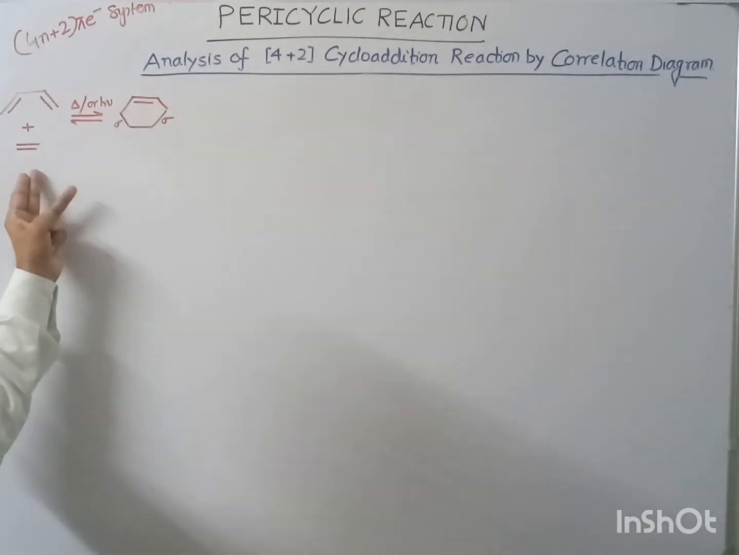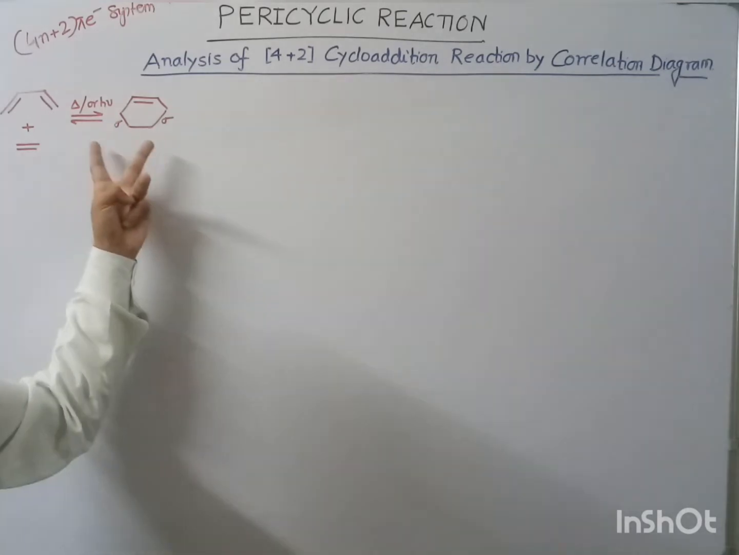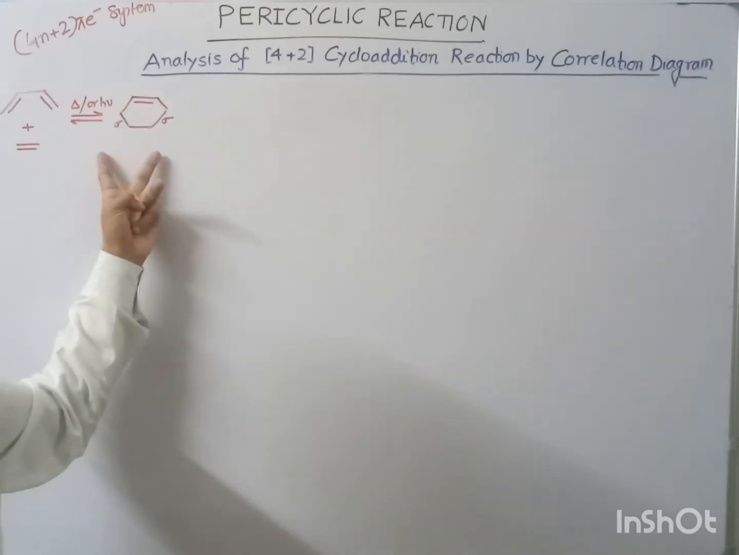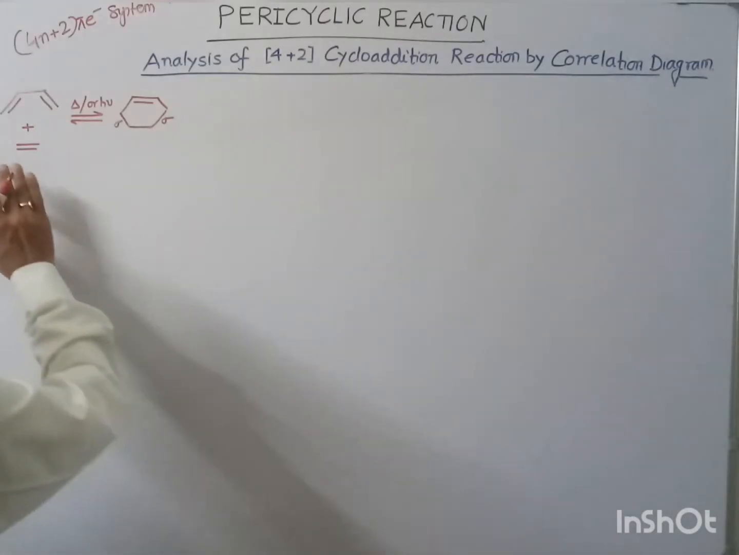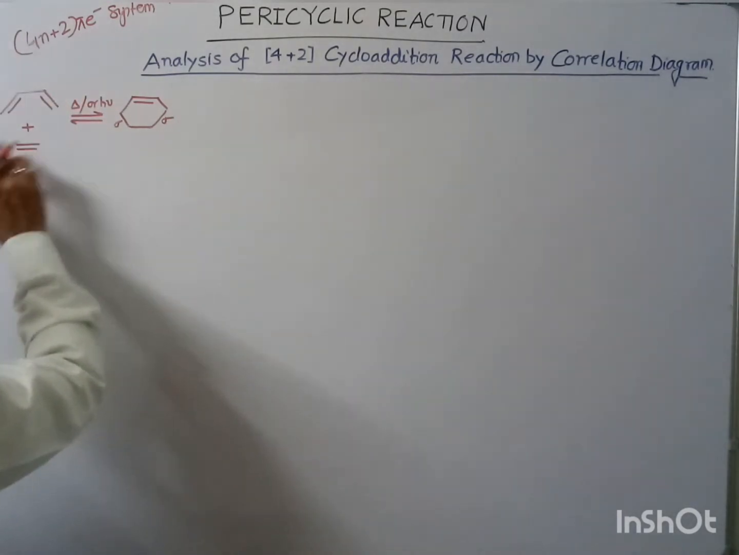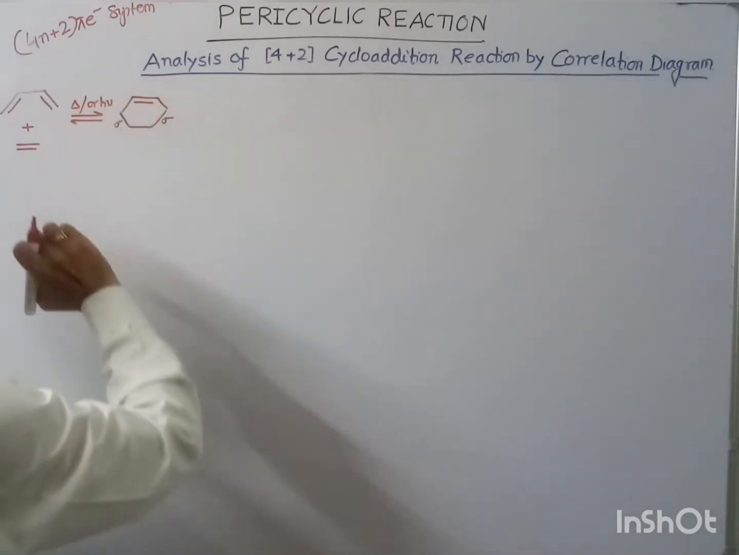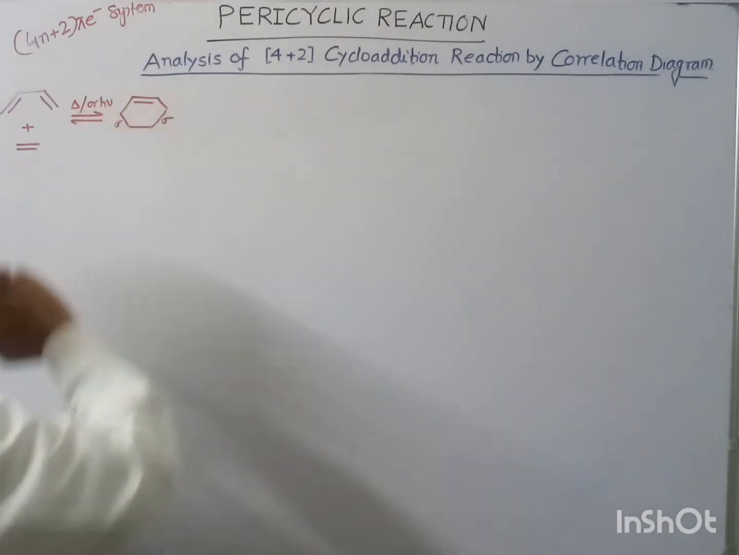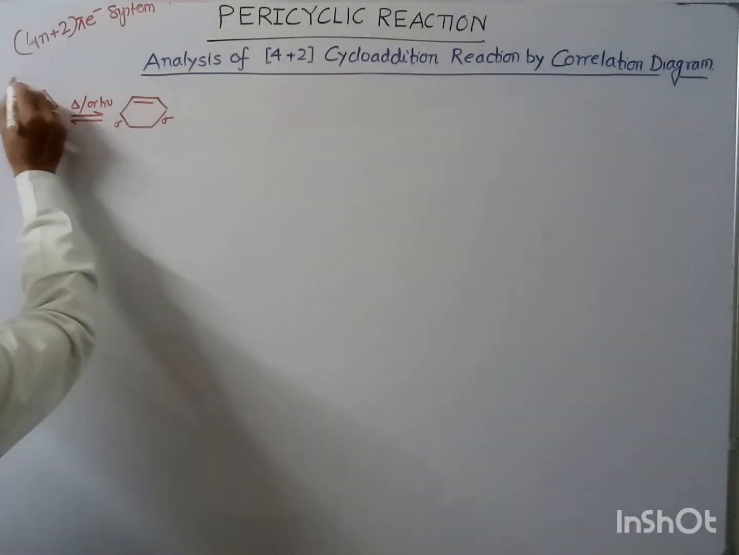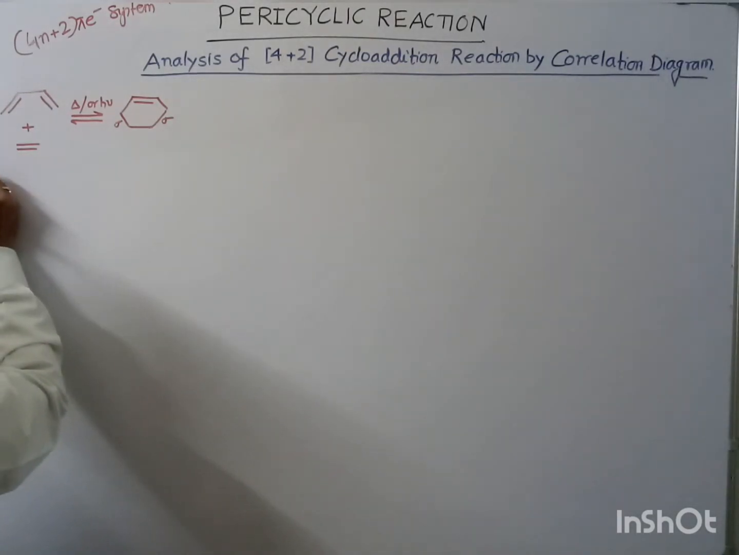Now in reactant and product, what are the molecular orbitals which are involved in the reaction? If you will see here, the molecular orbitals of butadiene and molecular orbitals of ethene. In the same way, the molecular orbitals of this pi system and of this sigma system are involved in the reaction.